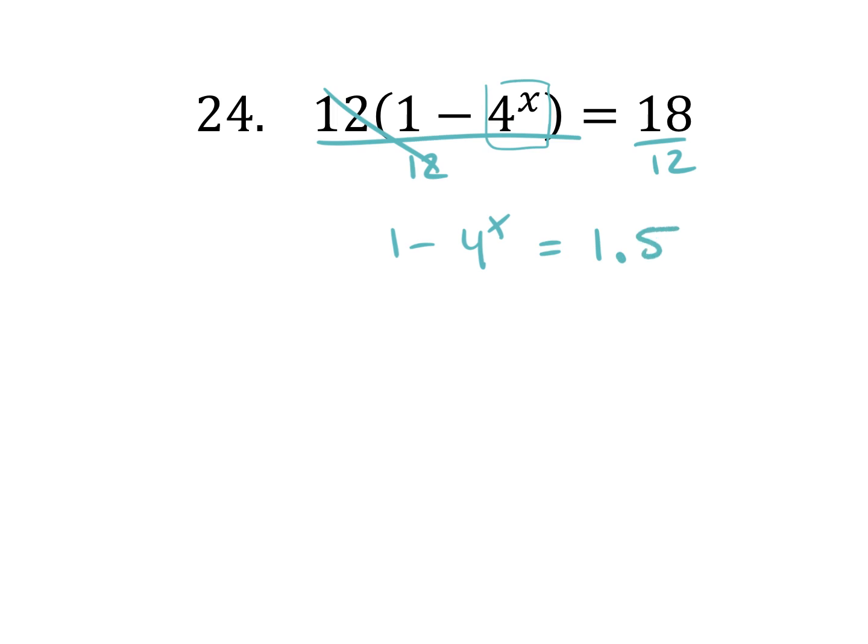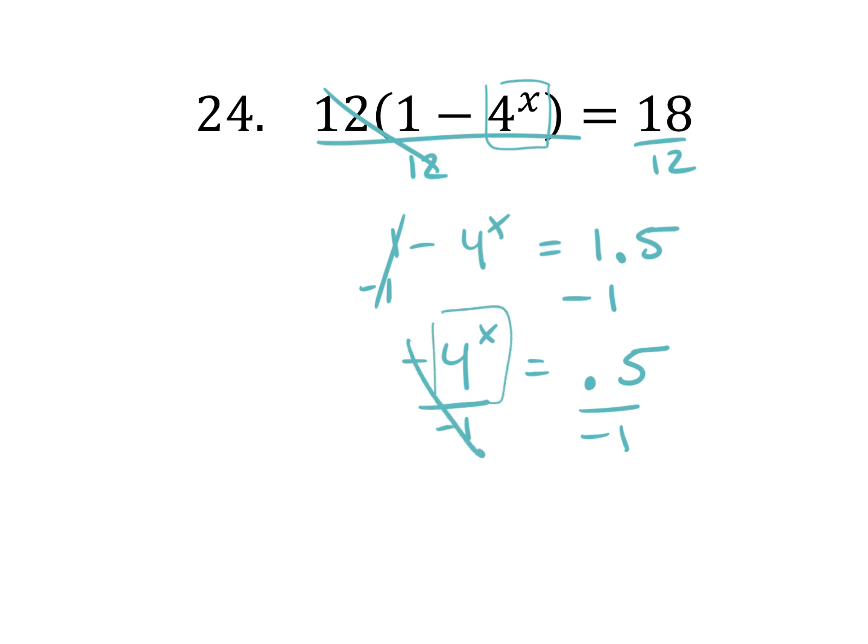What should we do next? Subtract 1, perfect. So negative 4 to the power of x equals 0.5. What should we do next? Divide by negative 1. So we got to get the 4, the base with the exponent, all by itself. So we're going to divide by negative 1 to move that negative to the other side. So 4 to the power of x equals negative 0.5.